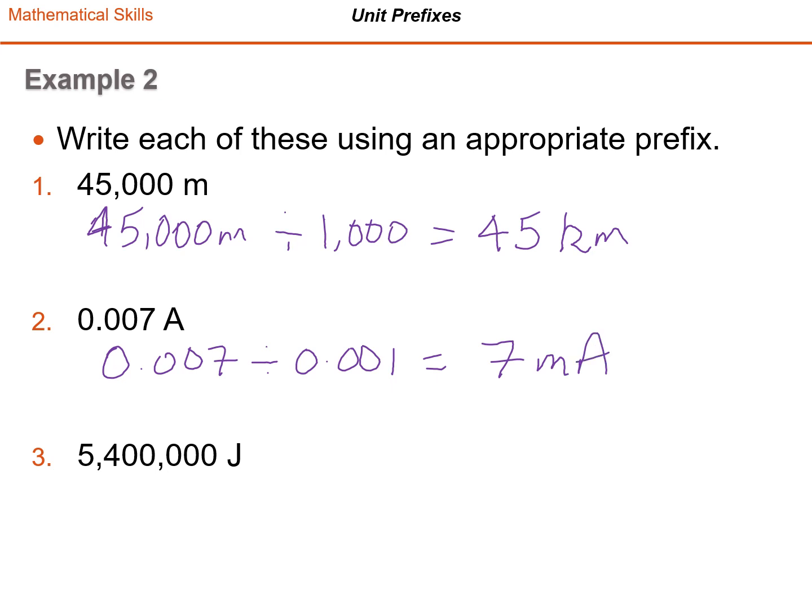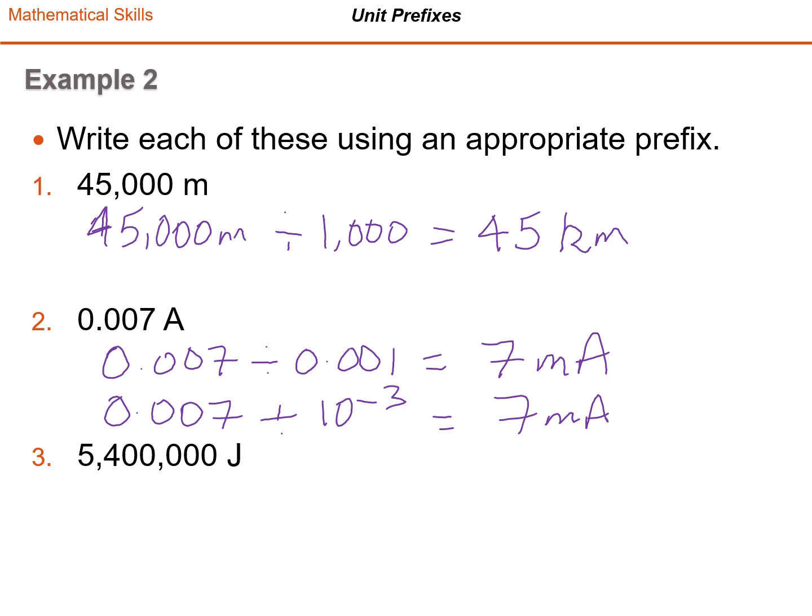To look at it ever so slightly differently, I've got here 0.007. I can divide that by 10 to the minus 3, and again I get 7 milliamps. Remembering that 10 to the minus 3 refers to milli. So when we're introducing prefixes, we divide by the number that seems to represent it.